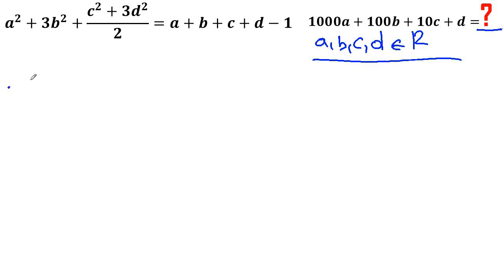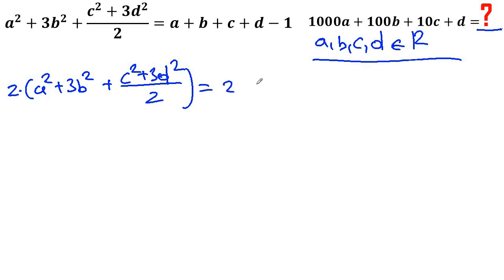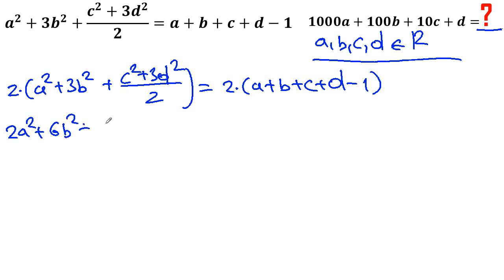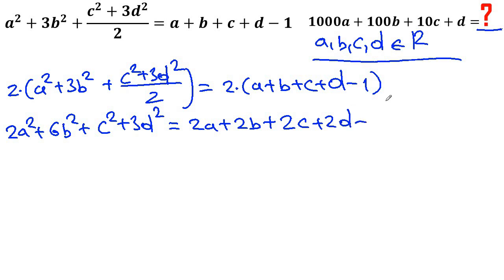Then I will get 2 times (a squared plus 3b squared plus c squared plus 3d squared divided by 2), and this one is equal to 2 times (a plus b plus c plus d minus 1). Now let me expand each side. Let me start from the left hand side. Then I will get 2a squared plus 6b squared plus c squared plus 3d squared, and this one is equal to 2a plus 2b plus 2c plus 2d minus 2.